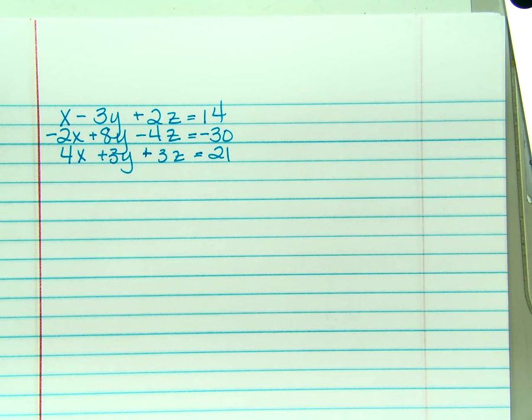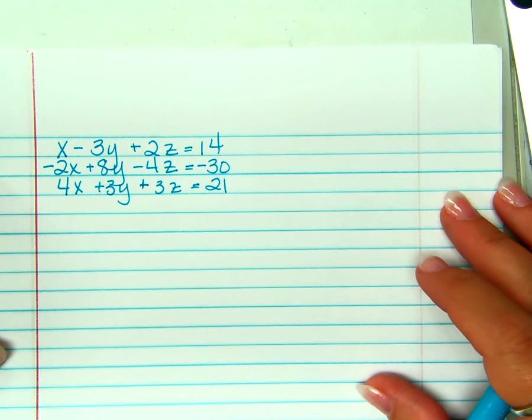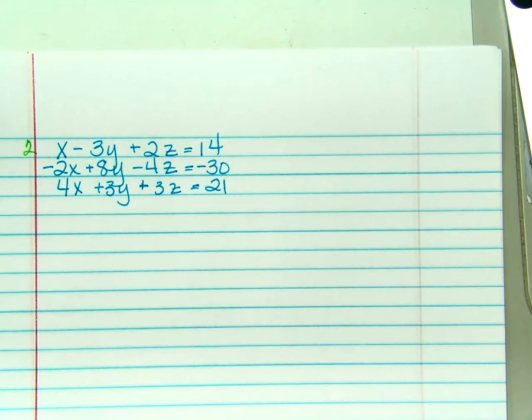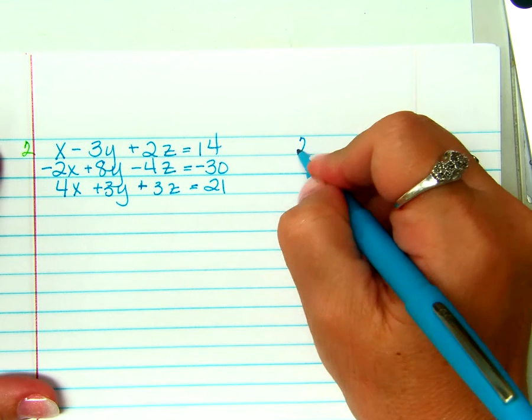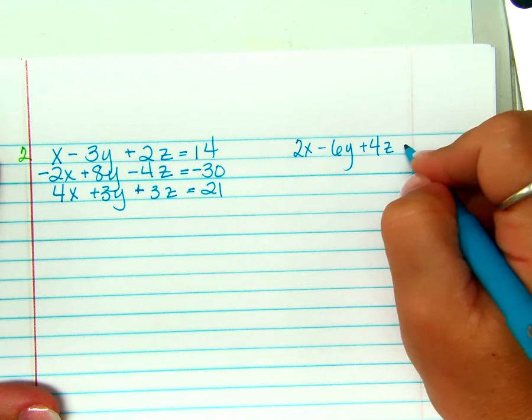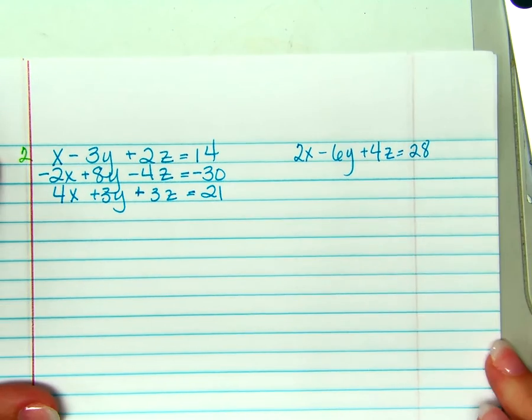Do you remember if you canceled out the x's, the y's, or the z's, or did you do substitution? You canceled the x's, okay? So you did elimination and you canceled out the x's. Which ones did you use first? So you multiplied the top one by 2 to cancel out the middle? Okay, so if I multiply the top by 2, I get 2x minus 6y plus 4z equals 28, right?